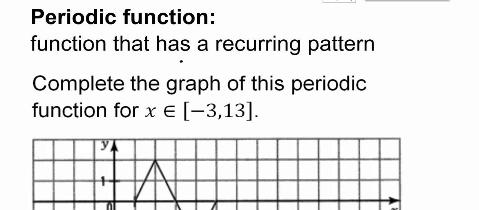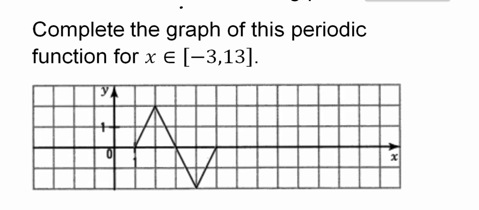Today we will talk about periodic functions. A periodic function is a function that has a recurring pattern. We will look at one together and complete what is already there.